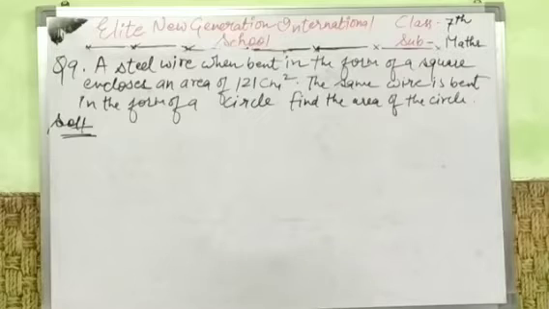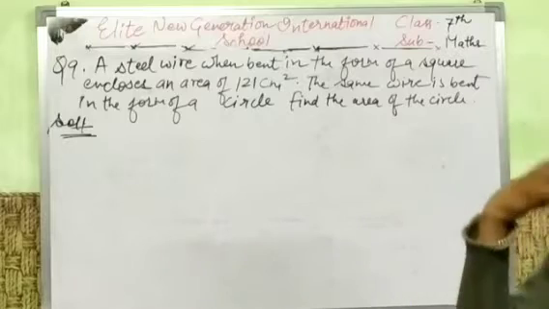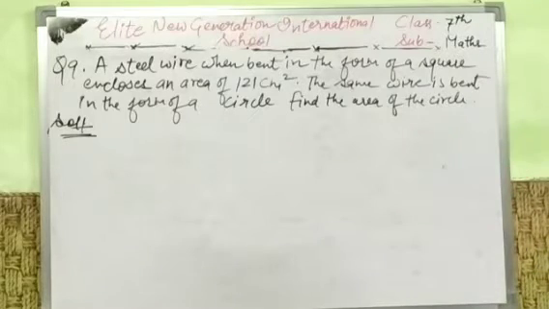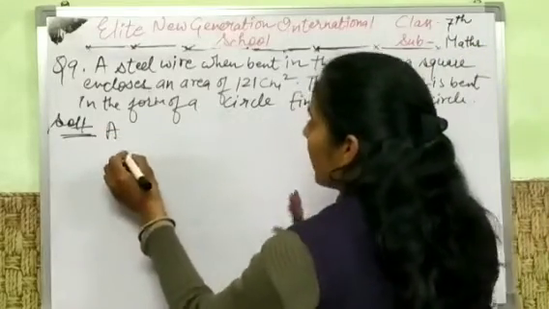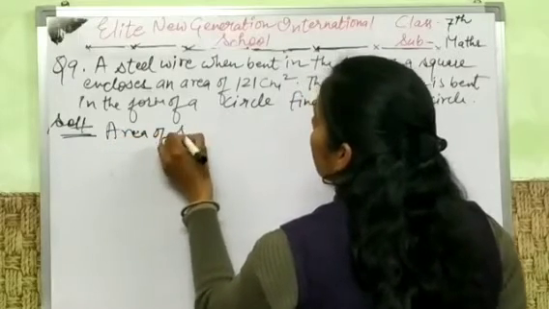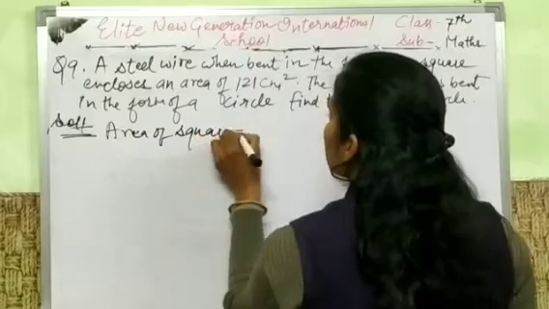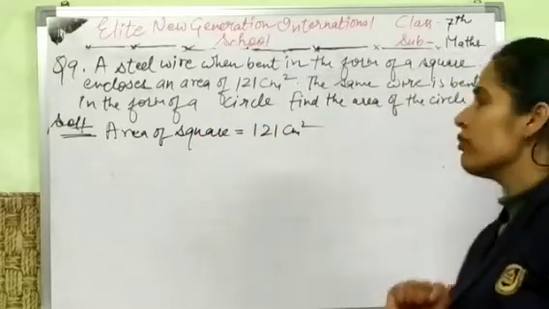So first of all, we have to find the perimeter of the square, because we can equate it to the perimeter of the circle, which is the circumference, since the wire is the same in both cases. Area of a square is given. Area of a square is equal to 121 centimeters square. This is given.